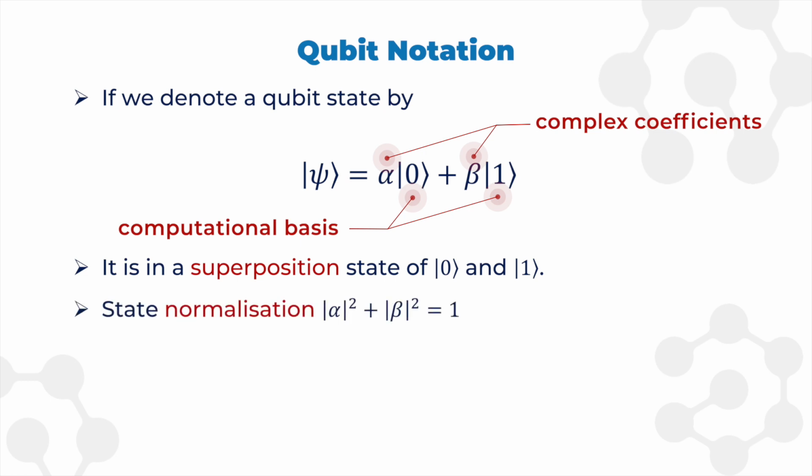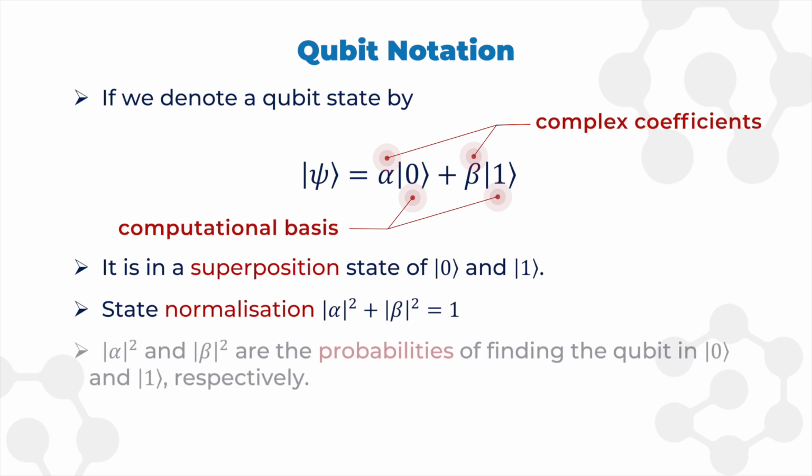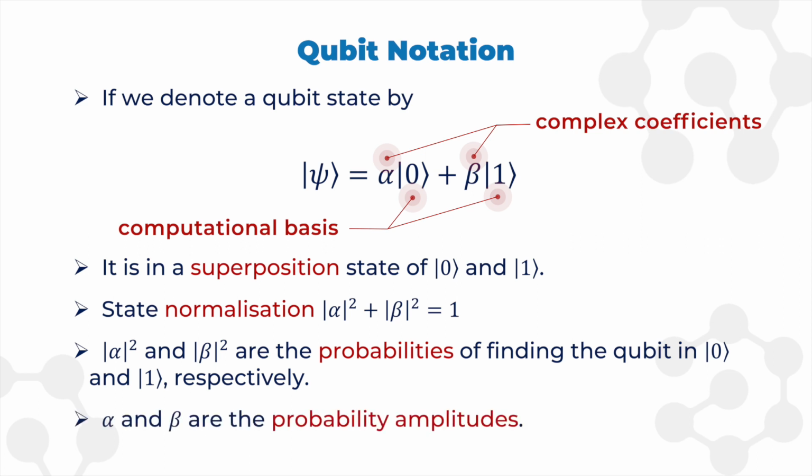For convention, we choose to normalize the state with alpha squared plus beta squared equals 1, so that alpha squared is the probability of finding the qubit in state 0 and beta squared is the probability of finding the qubit in state 1. The sum of the probabilities add up to 1, as it should be. Since alpha squared and beta squared are probabilities, we refer to the complex coefficients alpha and beta as probability amplitudes.